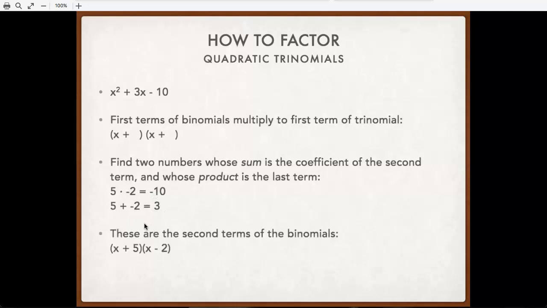Then we plug those in as the second terms of the binomial. So we get x plus 5 times x minus 2. And you can easily check your work at this point by applying FOIL to this, and you should, after you combine your like terms, end up with the same trinomial that we had at the beginning.